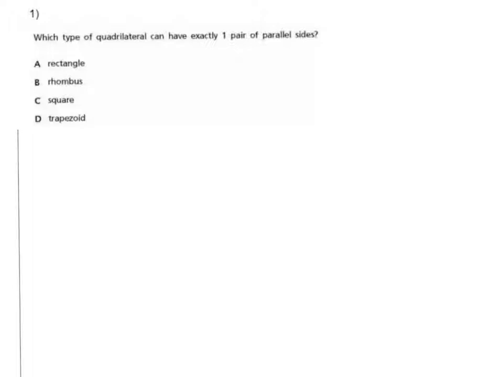First question asks, which type of quadrilateral can have exactly one pair of parallel sides? So the clue word here is exactly one pair, all right? So let's think about the definition of each of these. A rectangle has four sides, two pairs of parallel sides, and four right angles. So it doesn't have exactly one pair of parallel sides.